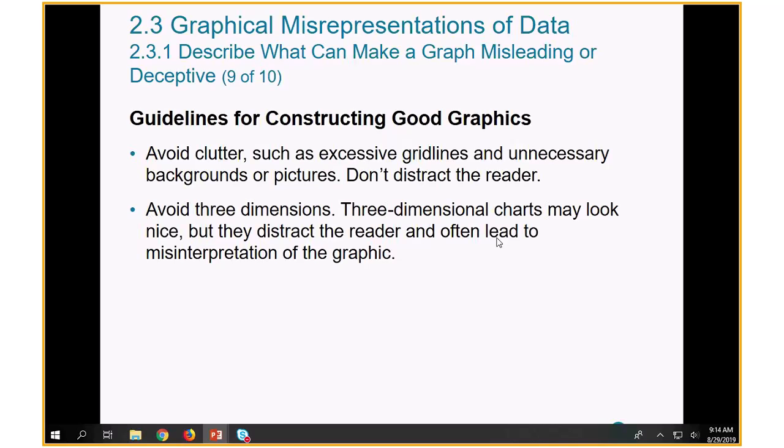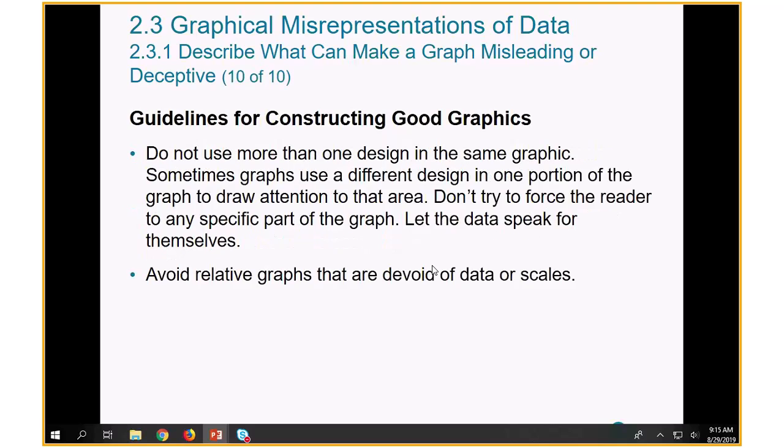And also, look for graphs that don't equal what? 100, like on my bonus question. Okay? Anything that doesn't equal 100 you throw out the window. Because if it don't equal 100, it's worthless. There it is.